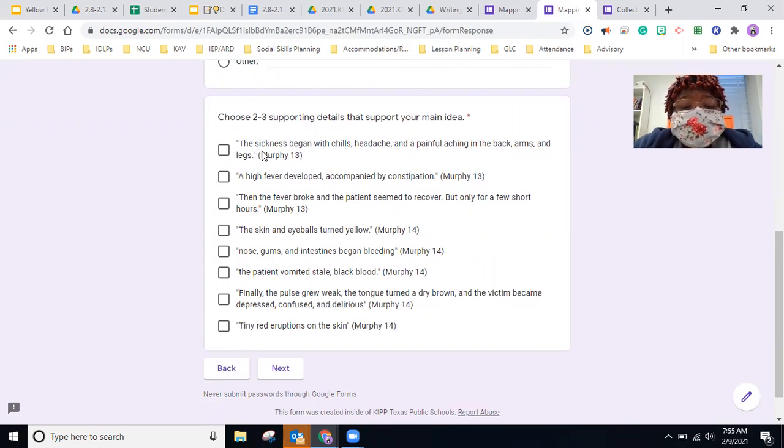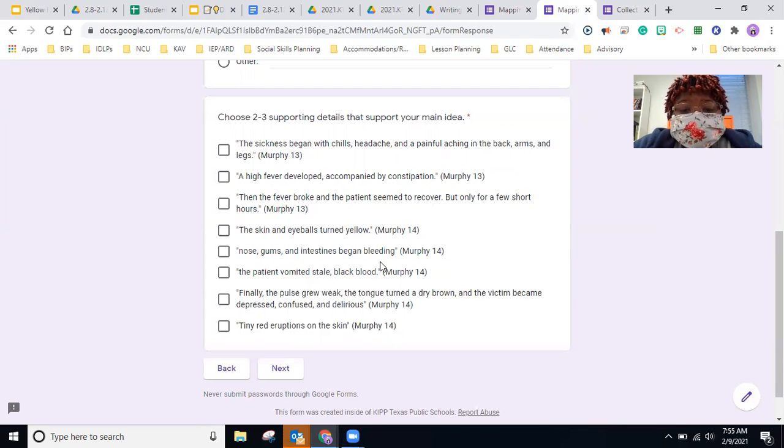You can choose, the sickness began with chills, headache, and a painful aching in the back, arms, and legs. Or you can choose, a high fever developed accompanied by constipation. You can choose, then the fever broke and the patient seemed to recover, but only for a short few hours. The skin and eyeballs turned yellow.